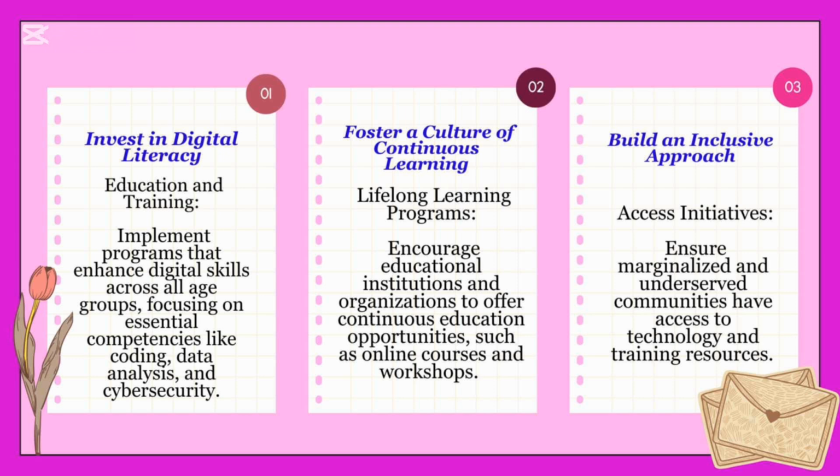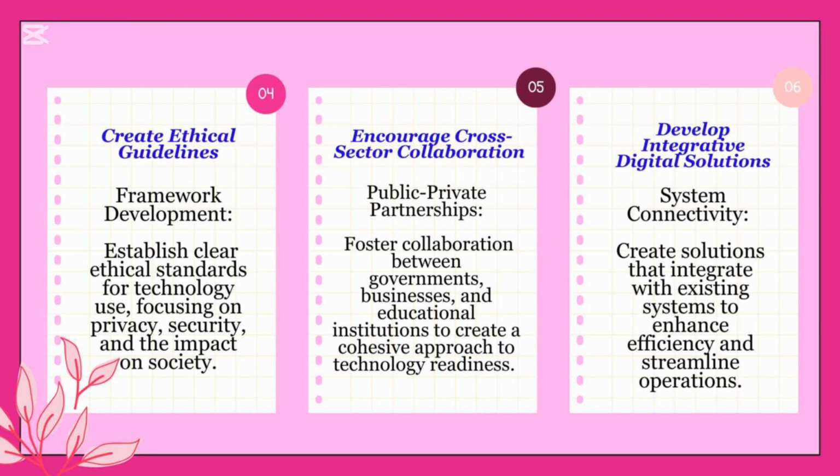Number three is to build an inclusive approach, access initiatives, ensuring marginalized and underserved communities have access to technology and training resources. Number four is to create ethical guidelines, framework development, establishing clear ethical standards for technology use, focusing on privacy, security, and the impact on society. Number five is to encourage cross-sector collaboration, public-private partnerships, to foster collaboration between governments, businesses, and educational institutions to create a cohesive approach to technology readiness.